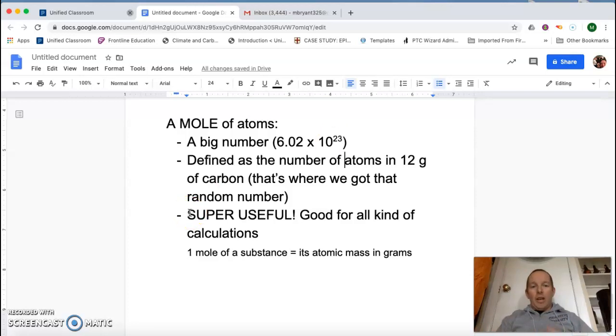The other reason why it's so important to know a little bit about the mole is that it's super useful. It's good for all kinds of calculations. We've talked at length about the concept of a molar mass, the idea that 1 mole of a substance, that big number of atoms, has a mass equal to its atomic mass in grams.